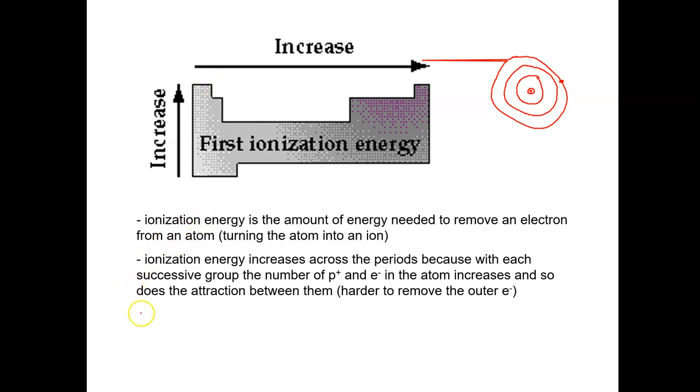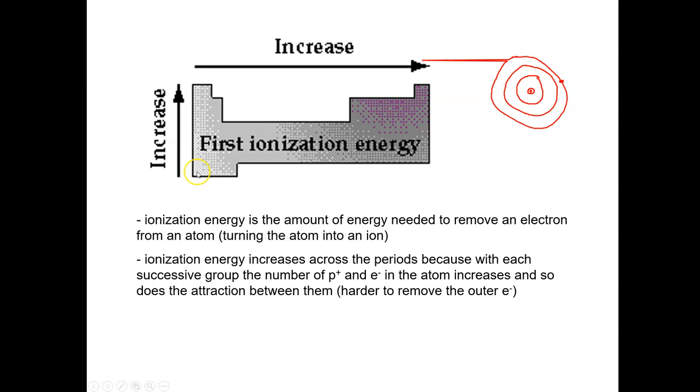Now, why is that? Again, it's important that we know why that is. So, ionization energy increases as you go across the periods. Why? Because again, you have more of those protons. The protons are holding those electrons on. The more protons you have, the stronger the attraction is for those electrons, and therefore the more energy is needed to remove them. So it gets really difficult to remove electrons over here, right? But it's not so bad over here.